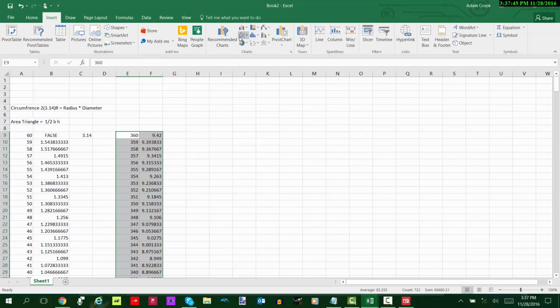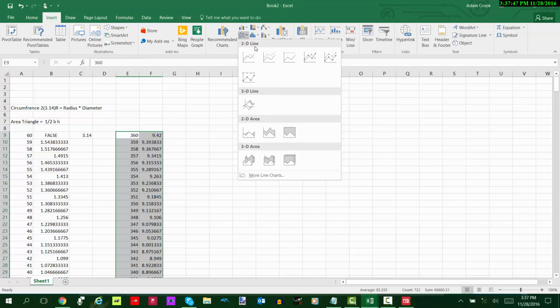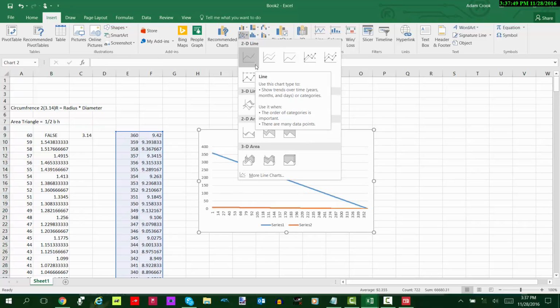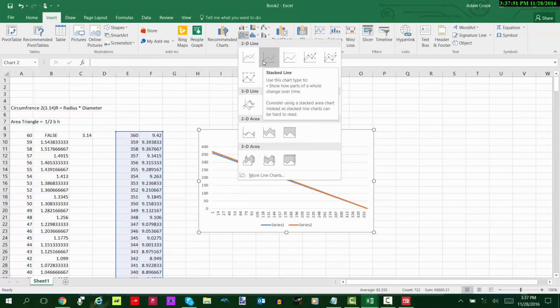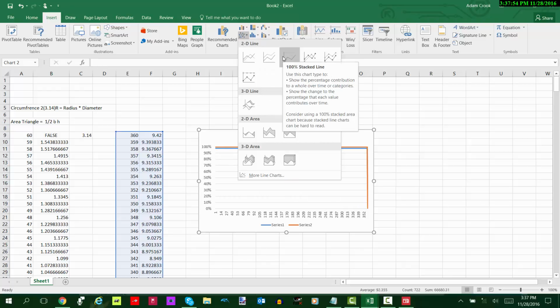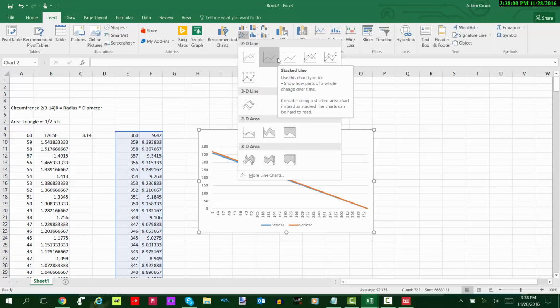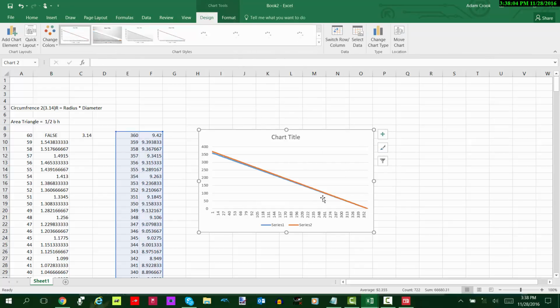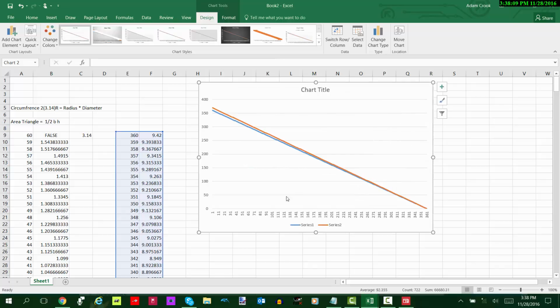Let's see here. Leave that graph up there. Insert line. Let's go back. Stack line. What would be... No, not that one. Well, that one will probably be the best one, because here's this. It gets real close the further in you go.